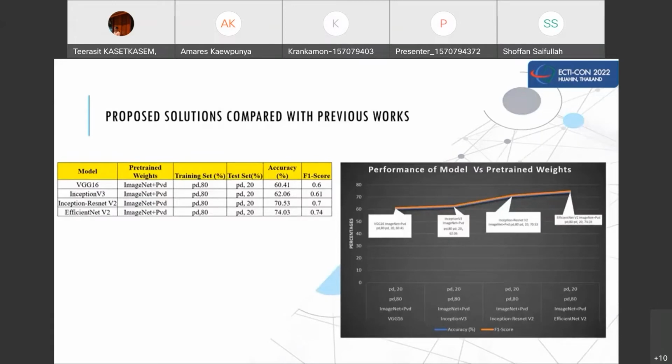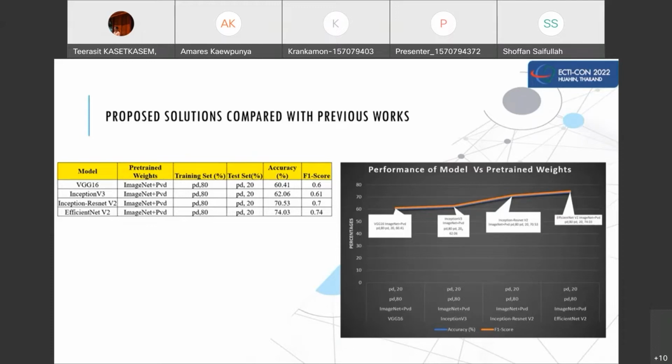In this slide, I will be explaining the proposed solution compared with the previous work. First of all, for the VGG 16, we obtain an accuracy of 60.41%. Next is the Inception version 3, where we gain an accuracy of 62.06%. Third is the Inception ResNet version 2 with a 72.53 accuracy score.